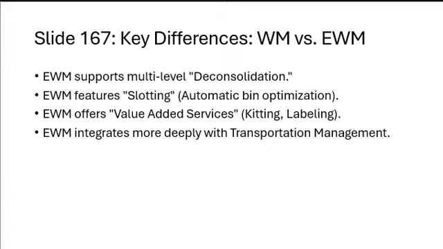What is the key difference between the warehouse management and extended warehouse management? The EWM supports multi-level deconsolidation for incoming goods. EWM also features slotting, automatic optimization of bin placement. EWM also offers value-added services like kitting and labeling, and also integrates deeply with the transportation management process. The WM provides basic warehouse control without advanced automation.